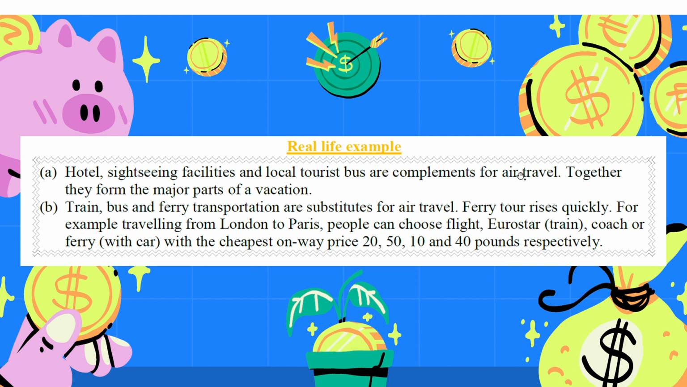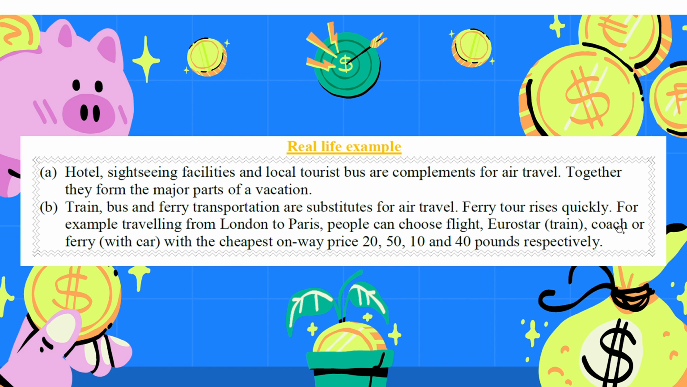For a real life example, hotel, sightseeing and facility, and local tourist bus commitments, and air travel commitments, together they form the major parts of a vacation. They sell together, they are purchased together. On the contrary, train, bus, ferry, and transportation are substitutes.